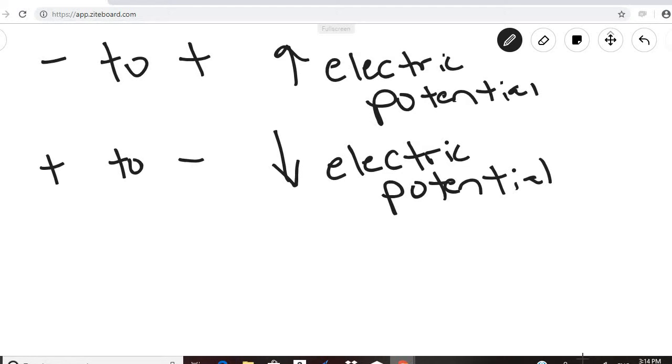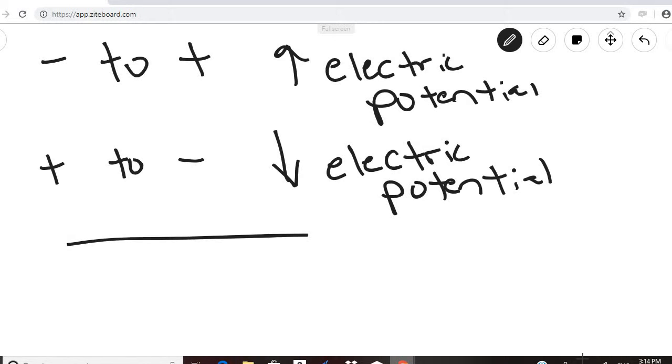Okay, so capacitors are used to accelerate charged particles. So if you have a positive charge next to a positive plate, they're going to be repelled and they'll be attracted to the negative plate. So it'll accelerate toward the negative plate. And it's the electric potential of the capacitor that determines how fast it will be going when it reaches the negative plate.